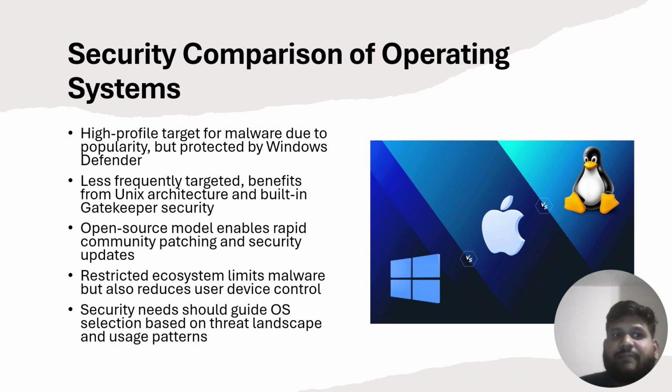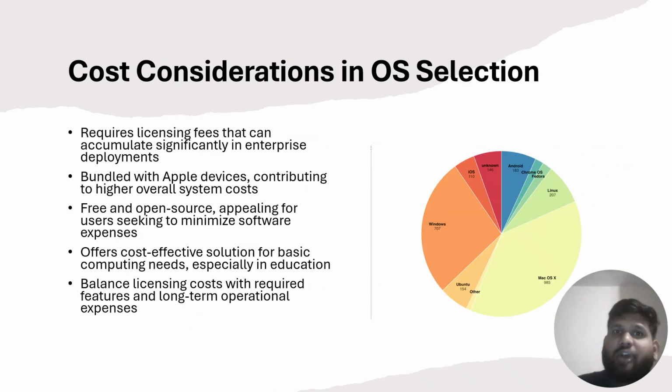Understanding these differences helps in choosing the OS aligned with the specific security needs. Now moving to the next consideration in OS selection: cost. The cost is a significant consideration when selecting an operating system.